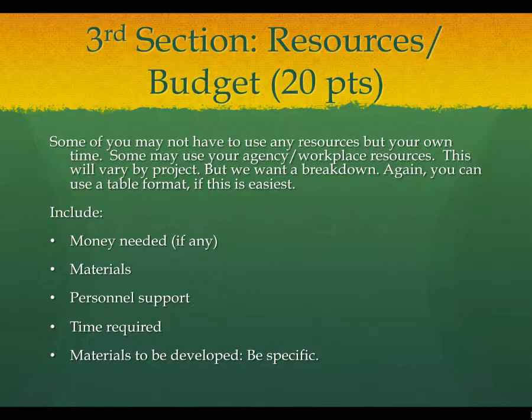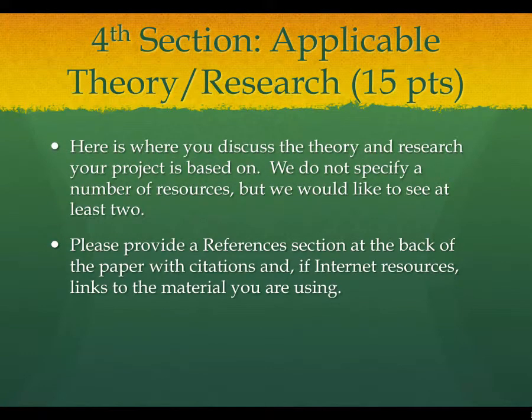Last year, there were some students who actually had some budget allocated to them by their managers at work. So, of course, those were very specific monetary allocations. So anyway, be specific again. Use a table like I showed you in the other slide, or bullet points, something, so we know what you're doing here. The fourth section, applicable theory and research. This is, of course, where you're going to discuss the theory and research your project's based on. The rubric is not specific about the number of resources. For the papers in my class, I'd like to at least see 2, but I would think that would be a starting point.